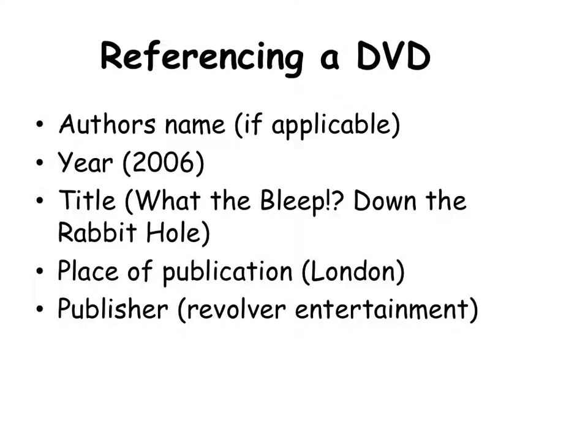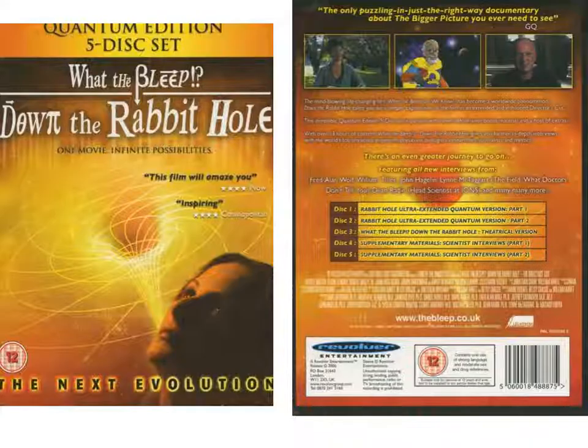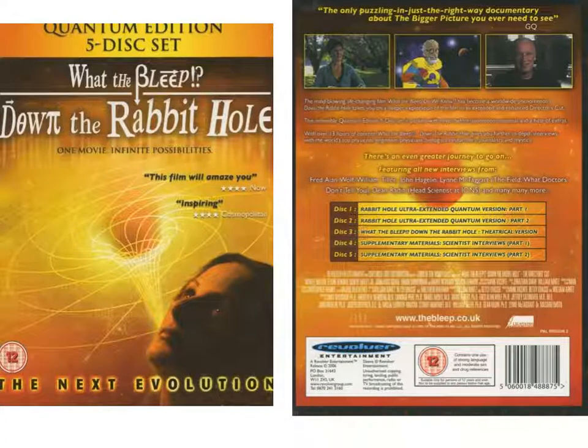If I want to reference a DVD, I'm going to give the author's name or the producer's name, the year, the title, where it was published, and by whom. Again, a DVD has to be produced, and therefore publishing it takes time and money, and so it won't just be any old rubbish. What the Bleep: Down the Rabbit Hole. If you dig around in here, you'll find where it was published and the date of publishing and all of that sort of thing. There we go, there's the date, 2006, and you can see that it was Revolver Entertainment that did the publishing.